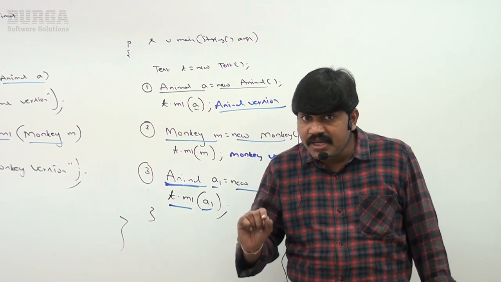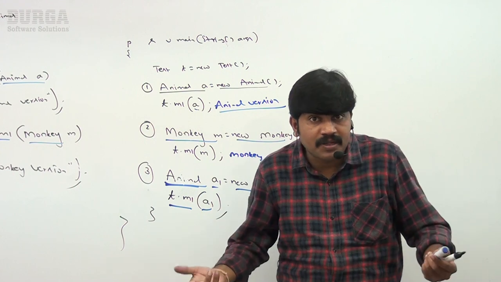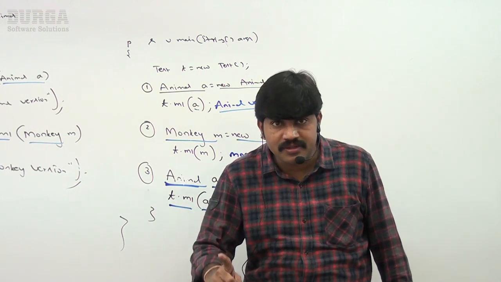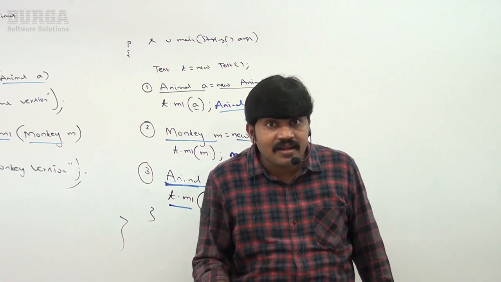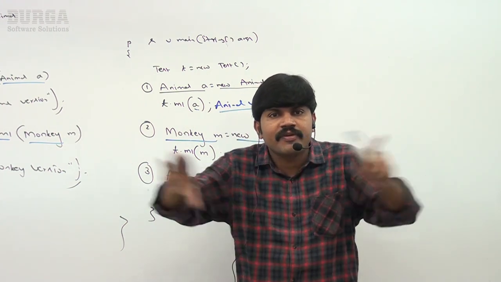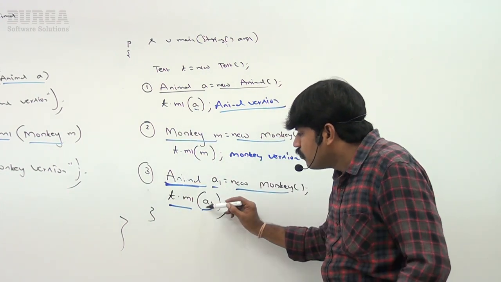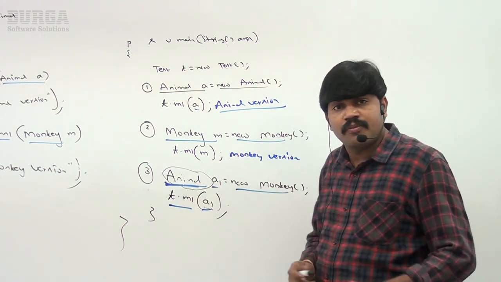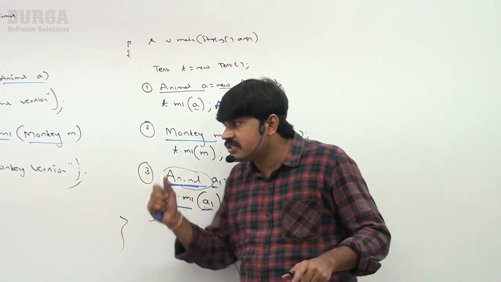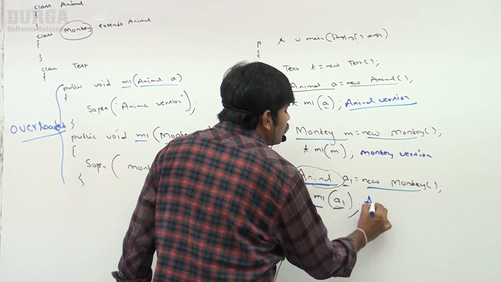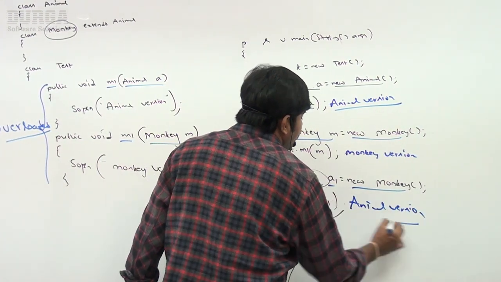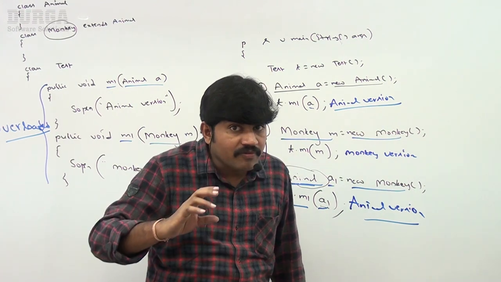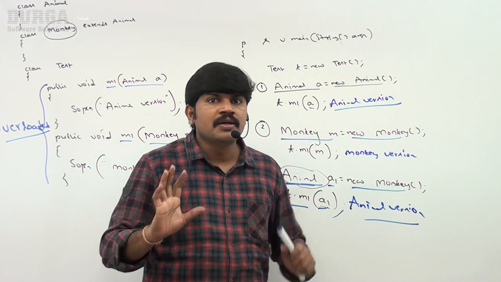At the beginning of overloading, I covered one important point. How many people remembered? I don't know. In overloading, method resolution is always taken care of by the compiler based on reference type. The runtime object never plays any role. Here, which reference? a1. What type is a1? Animal. So never worry about the runtime object. That's why the Animal version will get the chance. Remember this. Practical proof in overloading: method resolution is always based on reference type, but not based on runtime object.